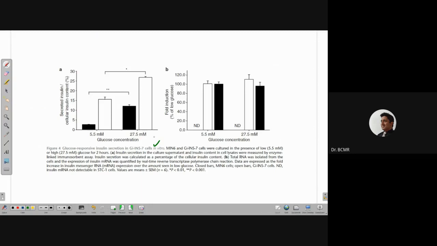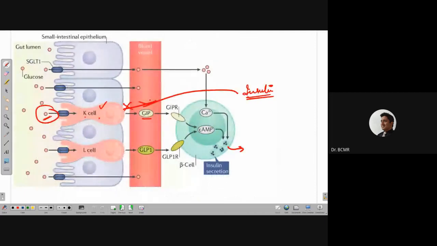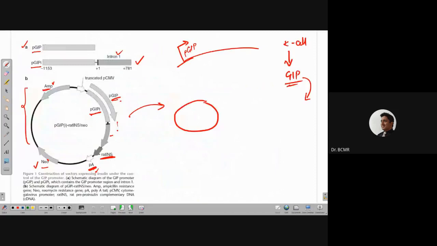Okay. I'll stop here, and I would want you to read the paper, and all you need within that paper is this important point. This will become the central part of it: why did they choose the enteroendocrine K cells, and what did they do with the construction of recombinant DNA? What are those components, and so on. Okay. If you have any questions, please ask, and I'll try to address.